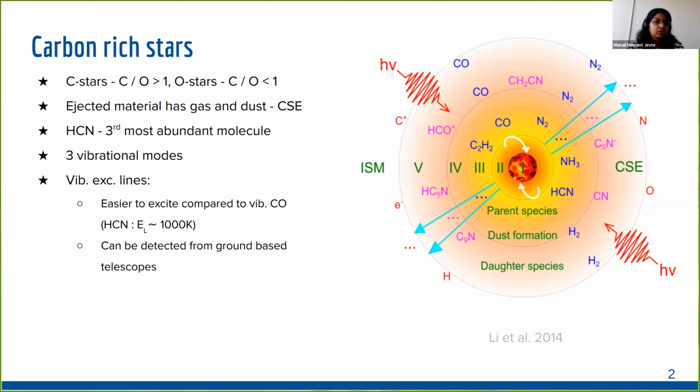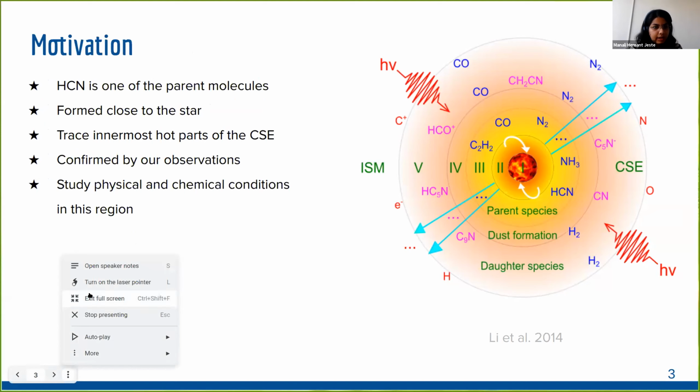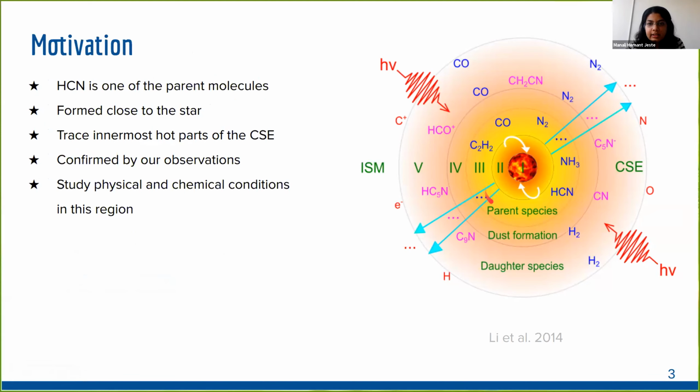This molecule has 3 vibrational modes, and its vibrationally excited lines are quite interesting because they're easier to excite compared to vibrational CO. That's why we can actually detect them from ground-based telescopes. On the right, you can see a schematic diagram of such an envelope. In the center we have the star, and then there is a zone of parent species, followed by a dust formation zone. Then we have the area where the daughter species are born from the parent species, and then this material gets mixed with the ISM. As you can see, HCN is present quite close to the star.